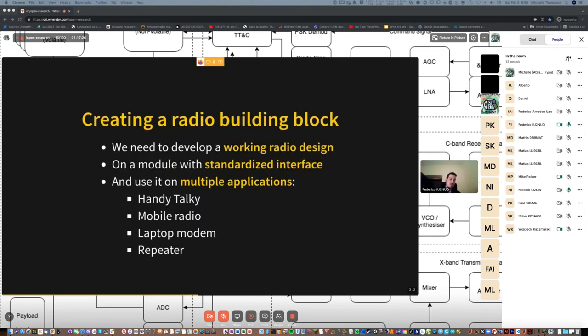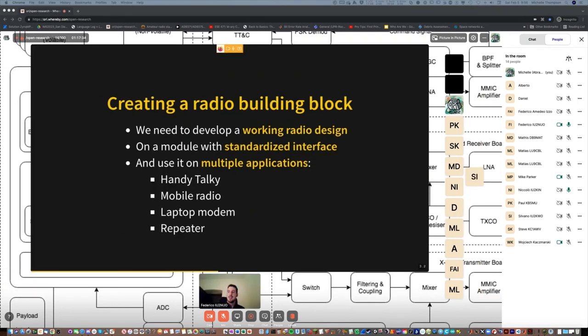The idea behind the radio card concept is to create a radio building block. So we want to create the minimum working device which allows us to transmit and receive arbitrary protocols on the airwaves. We want to create a really minimal module, and we want to give it a standardized interface so that it has some connectors and you know how to interface with this module. And the idea is to use this core radio module in multiple applications.